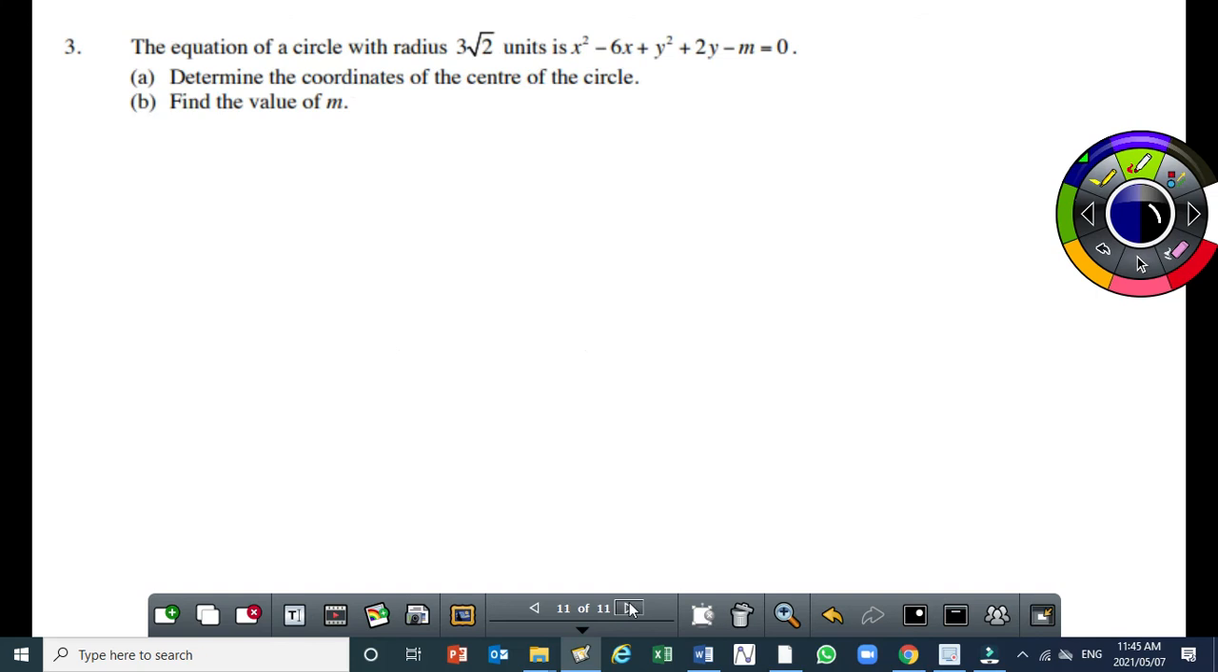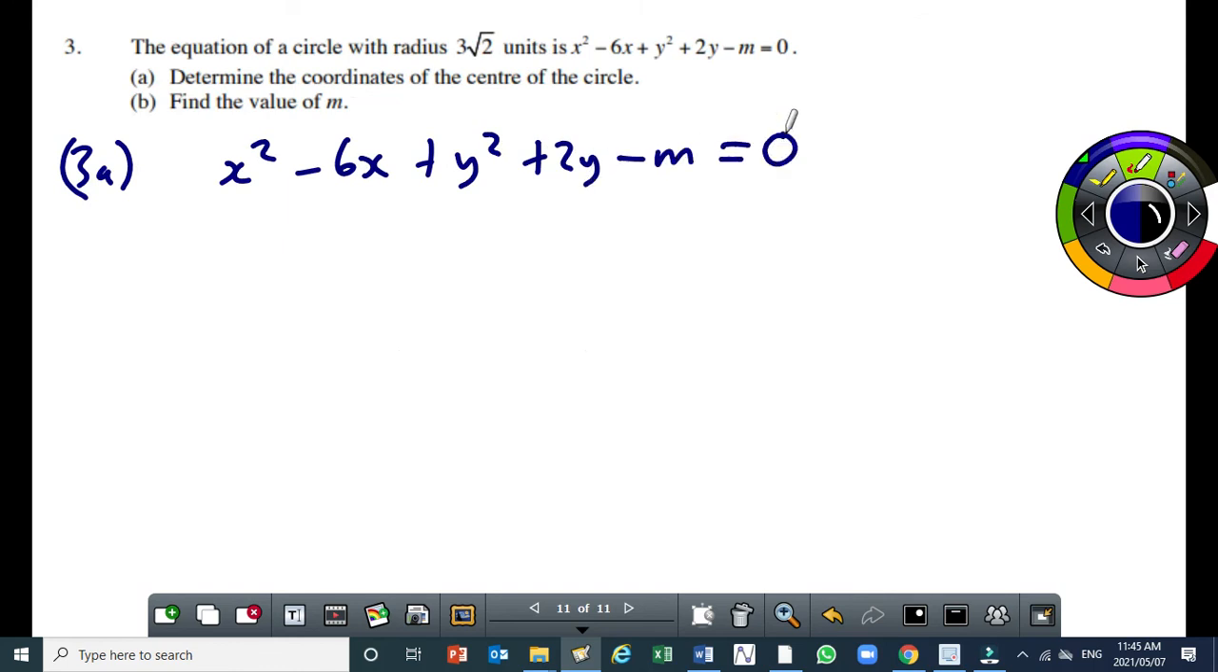Then question 3, the equation of the circle which is 3 root 2. Determine the coordinates of the center of the circle. So 3a, our equation is x squared minus 6x plus y squared plus 2y minus m is equal to 0. Okay, so for this question we need to determine the center. So first thing we take the minus m to the right. We have x squared minus 6x plus y squared plus 2y equal to m.